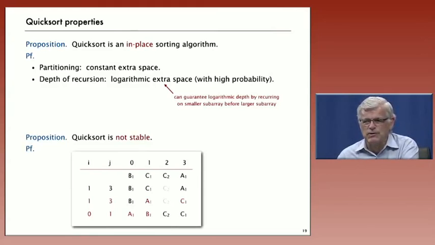Oh, and by the way, quicksort is not stable because partitioning does one of those long-range exchanges that might put a key over another key with the same value. So it's a little more work to make quicksort stable, maybe using extra space.